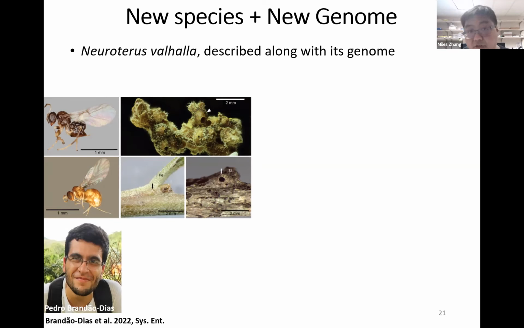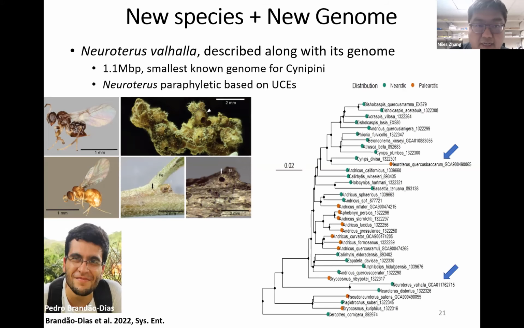So we sequenced the entire genome along with the new description. This just came out, I think, last week in Systematic Entomology. The genome is 1.1 megabase pairs. It's the smallest known genome for Cynipini, the oak gallers, but it's still much larger than some of the other inquilines, and I'll talk more about that in the next slide.